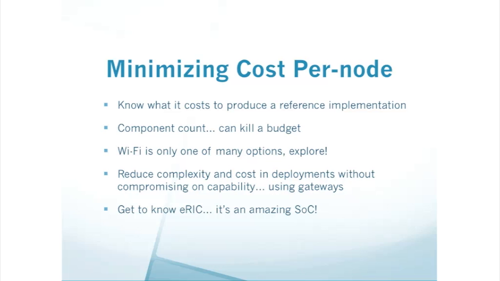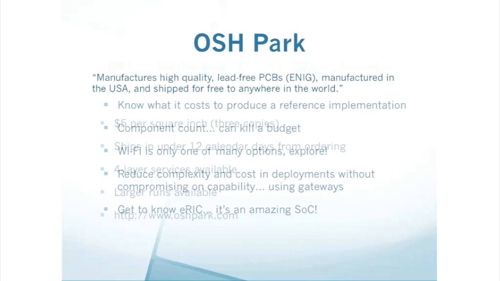So obviously, component counts can kill budgets. This is primarily in the setup aspects for producing your hardware. Every component that you put on the list means one of the components that they have to put onto a pick-and-place machine, which is a cost that you're going to have to absorb. The third item is that Wi-Fi is not your only option. There are a lot of options out there, and when it makes sense to use something else, then you should use it. But don't think that in order to make this an internet-connected device, Wi-Fi is your only solution. So the final item there is to get to know ERIC. It's an amazing SoC, and definitely recommend taking a look at that data sheet.